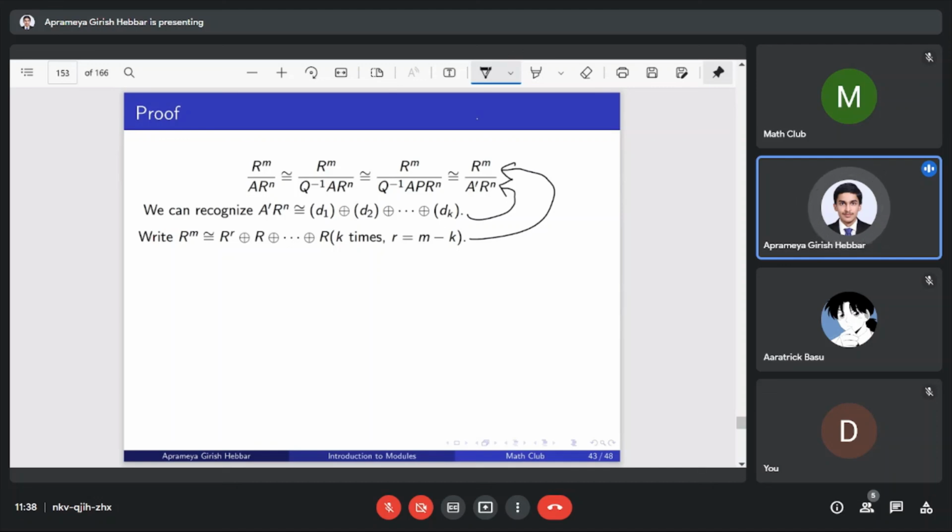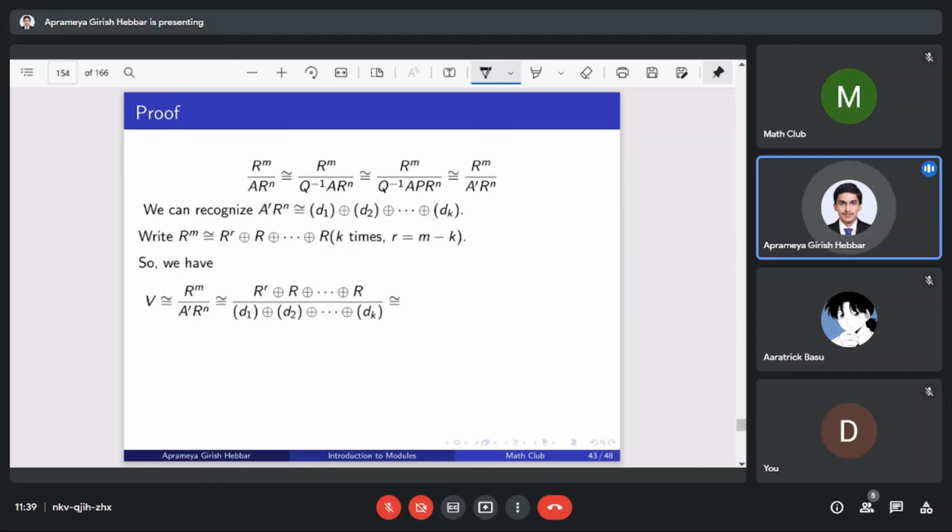Okay, so how would we rewrite the numerator? We want to write it as R to the power r, R cross R cross R up to R, and this is m minus r times, right? So that means that we have this quotient module equal to a quotient of a direct product and another external direct sum or direct product, whatever you can call. So, if I would write a trivial module here and make it a direct sum.